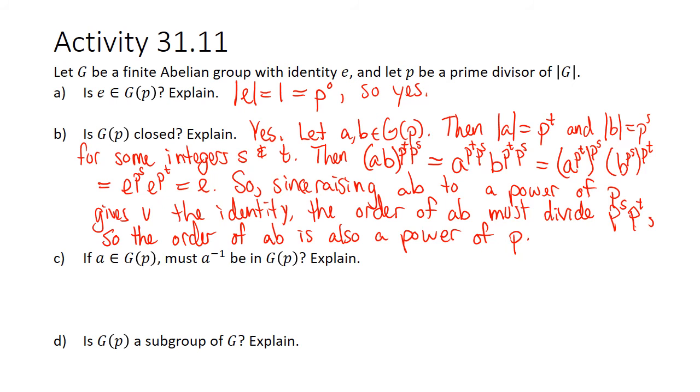So the last two are a little easier. If the order of A is P to the T, then the order of A inverse is the exact same thing, it's just P to the T. Okay, so all the integer powers of A will actually be the exact same as all the integer powers of A inverse, because the integers include negative integers. So yes, and then finally, is it a subgroup? So we just showed that it is, so yeah.